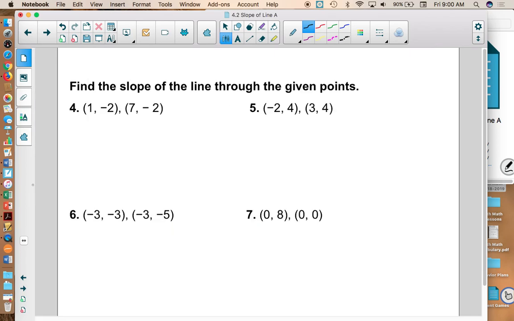Okay? Find the slope of a line whose points are (1, -2) and the other point is (7, -2). What is the slope of that line? I don't have a picture. I don't want to have to draw a picture. I have to be able to calculate.